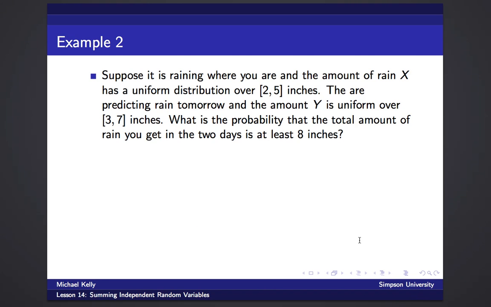Okay, so we're not going to bother plugging in the numbers at this point. I just want you guys to have a good concept of what a convolution is, and finding the PDFs and PMFs of a sum of independent random variables.